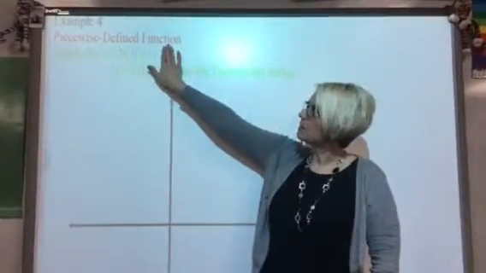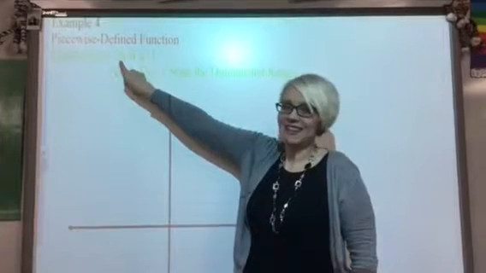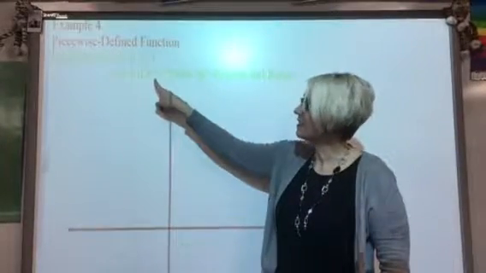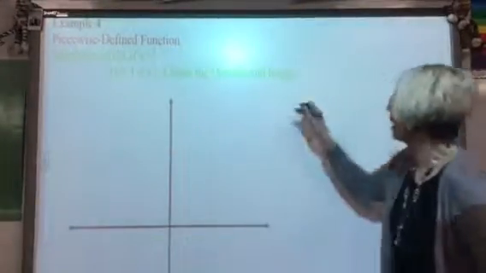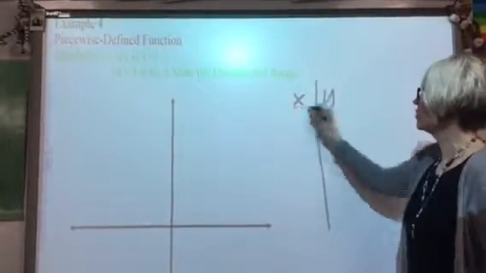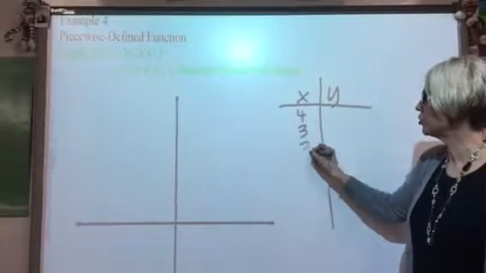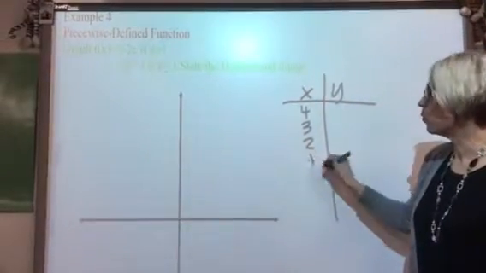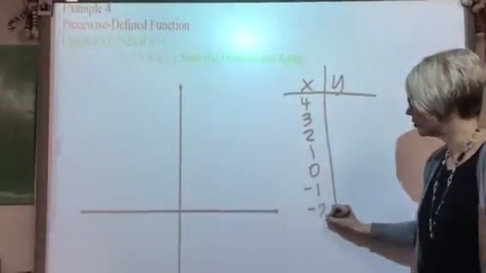Last example today is a piecewise defined function. So when x is greater than 1, you're going to use this function, and when x is less than or equal to 1, you're going to use this function. So as we set up our x and y values, we're going to have to try some values that are greater than 1. So maybe a 4, 3, 2, but when x is equal to 1, it's going to be this new function. Okay, and then we have 0, -1, -2.